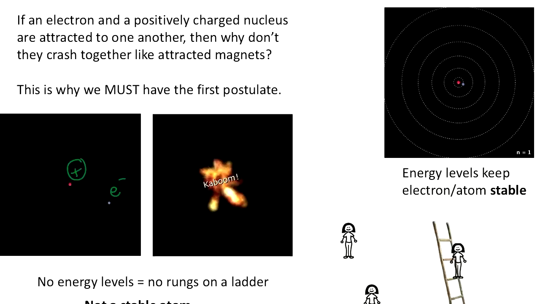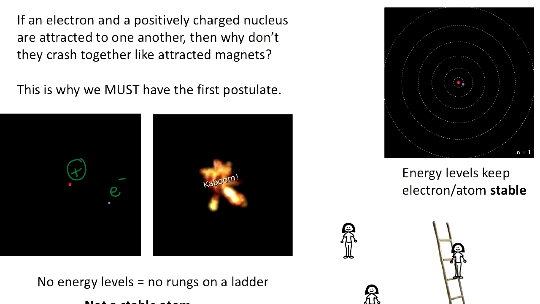Well, if that would happen, then all of our atoms in our universe would never be stable, right? So this is why we have to have the first postulate. If there were no stable energy levels on an atom, then our electrons would just go crashing into the nucleus and nothing would be stable. So the idea here is if there are no energy levels, if I pull an electron up and just drop it, it'll just go crashing down to the floor and not be stable.